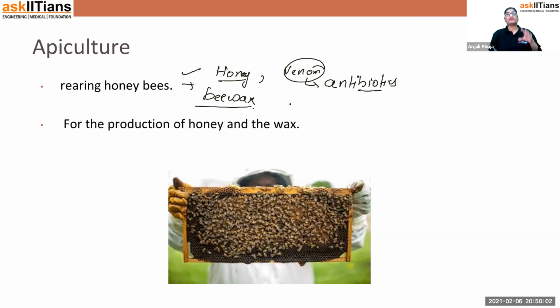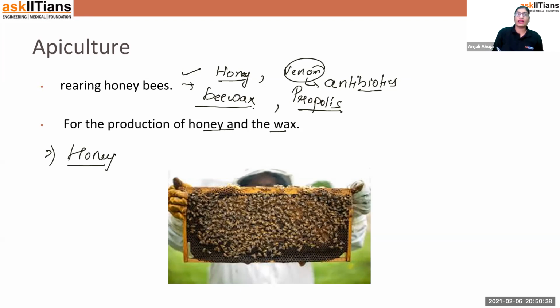So the point is that from the honeybee, we obtain a number of products. Propolis is also there, which is a chemical deposition in their beehive. So for the production of honey and wax, apiculture is done. Now there are many varieties of honeybee: Indian, Italian, and African varieties. The Italian variety is very famous. If you are talking about honeybee production, or apiculture, the place where it is done is called an apiary.